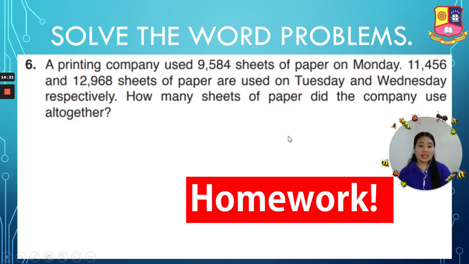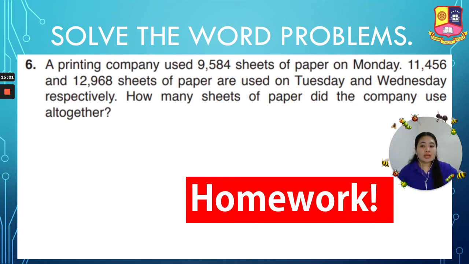So number 6, that will be your homework. So I want you to practice your problem solving skills. So try solving number 6 on page 19 of your math workbook. So just answer on your book. Okay, you try answering this problem. So that will be your homework. So we will check that when we meet on our next video.